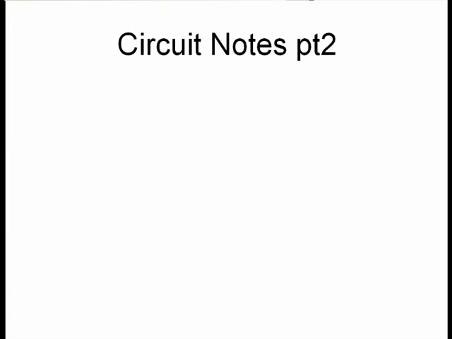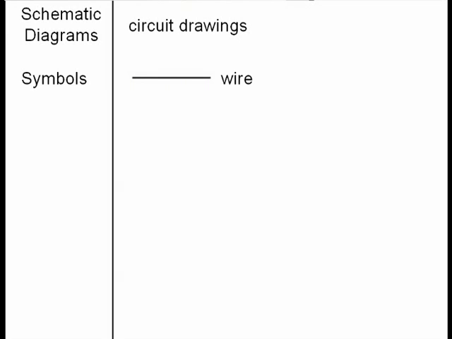Circuit Notes Part 2. Today we're going to look at schematic diagrams. Schematic diagram is just a fancy term for circuit drawings. I'm going to start off with some symbols. Flat line is a wire. This one looks like a light bulb because it is a light bulb.